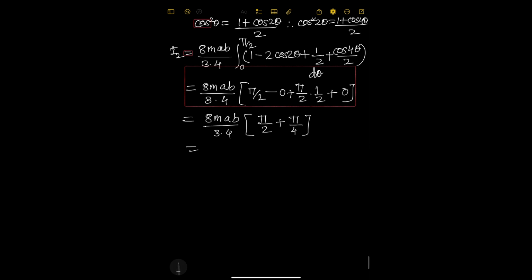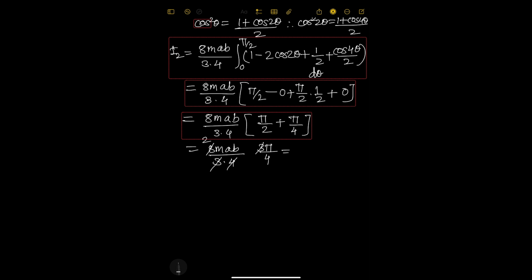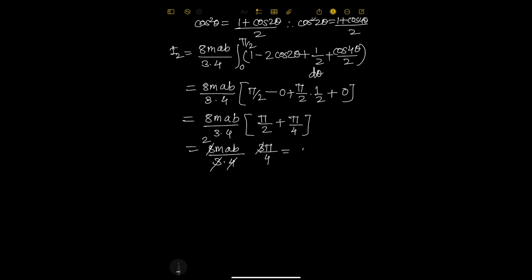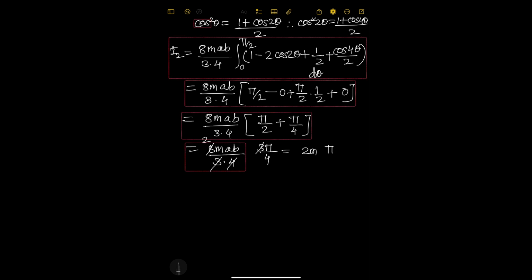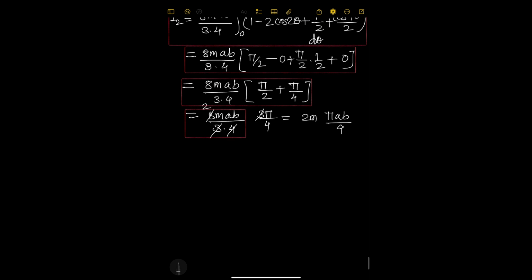Which can be written as 3 pi by 4, 8mab divided by 3 into 4, which is 2. This is 1, this is 1. So again I2 is 2m pi ab by 4.